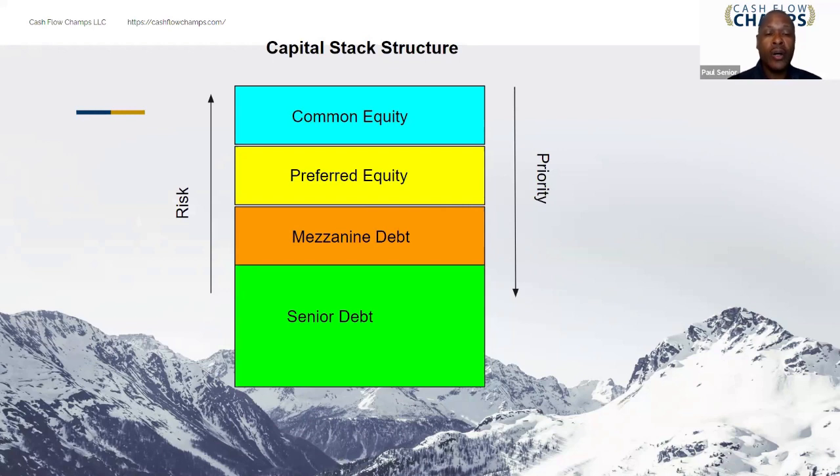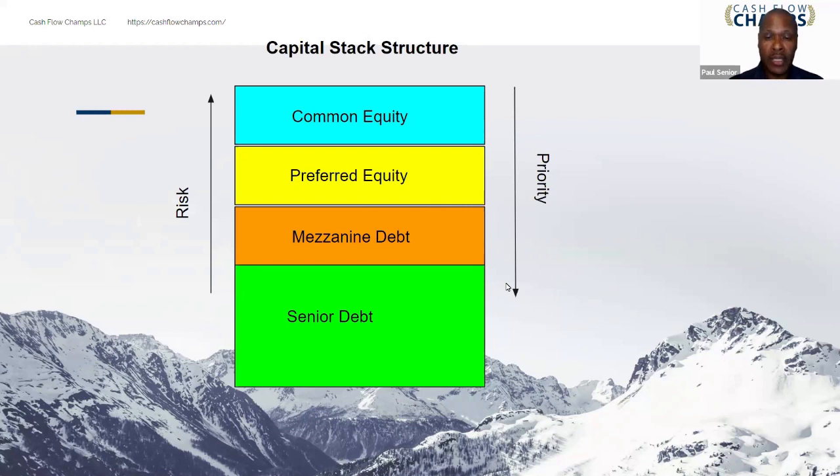On your right-hand side, talking about priority, the arrow on the right of the capital stack is more referencing the level of priority of the different components we're talking about. The arrow is pointing down, so as you move from the common equity position at the top to the senior debt position, your level of priority increases. So the senior debt has the highest priority in the capital stack, and the common equity has the lowest priority.